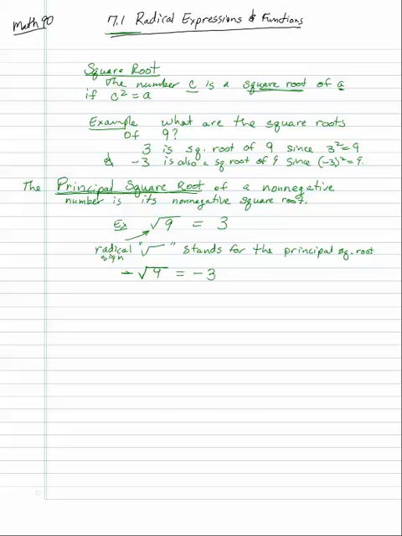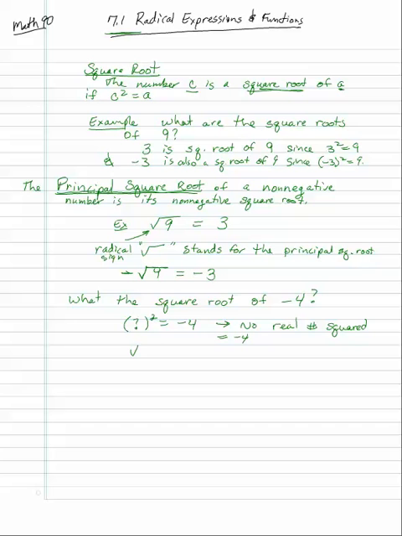All right. So now what is the square root of negative 4, according to our first definition up there? I want to know what squared equals negative 4. And the answer is nothing. No real number squared. Remember, anything squared is going to be positive. So this has no real solution.